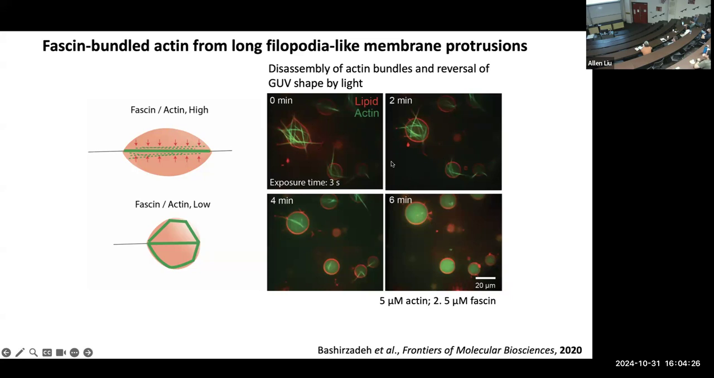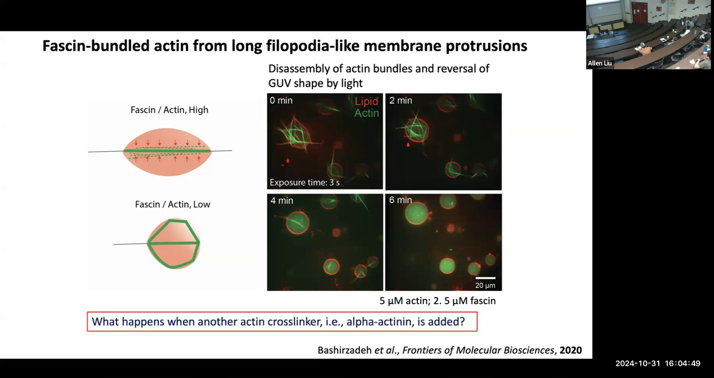And we can use light to depolymerize and break down this actin, and over time you can see that the actin depolymerizes and the vesicle becomes spherical, because the filaments were generating forces to push out against the membrane, and they mechanically support the shape of the vesicle, right? So here they depolymerize over time.